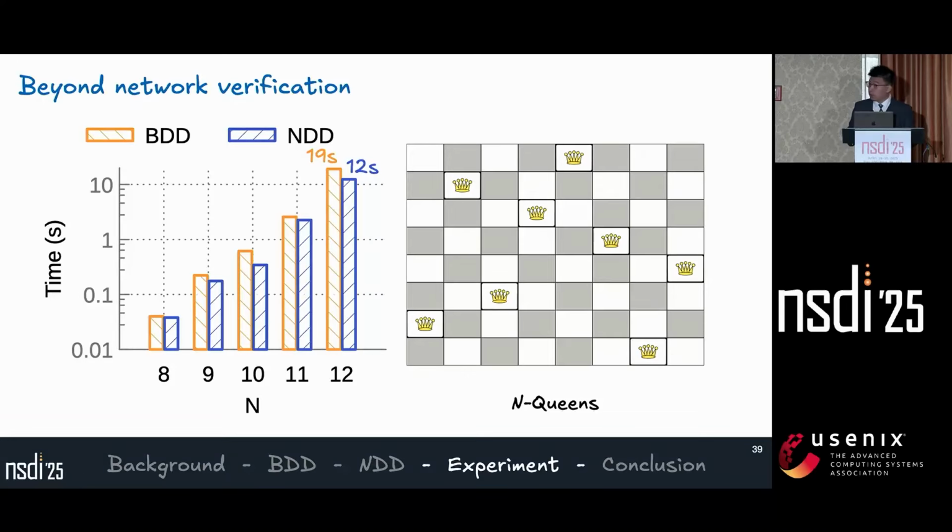And an interesting point I want to share is NDD is actually not limited to the field of network verification. For example, the N-Queens problem has been used as a benchmark to test the performance of different BDD libraries. And we also solve this problem with our NDD library. And the result shows that when solving the problem with a larger N, using NDD is faster than using BDD. For example, when N equals 12, the BDD takes 19 seconds and NDD only takes 12 seconds. And that means NDD may be applied to a broader range of scenarios beyond network verification.